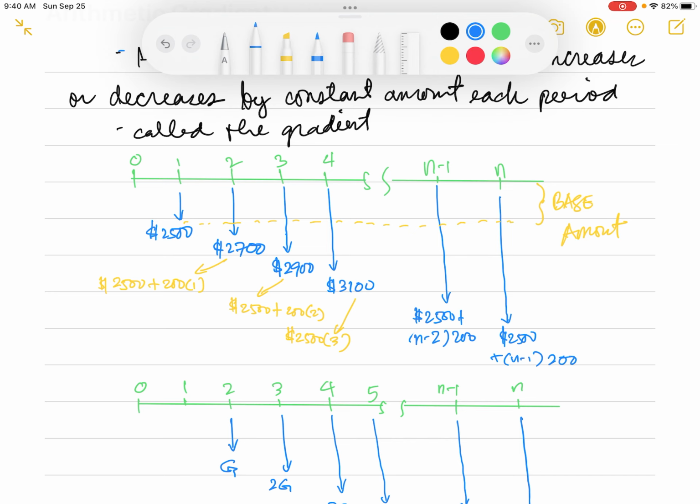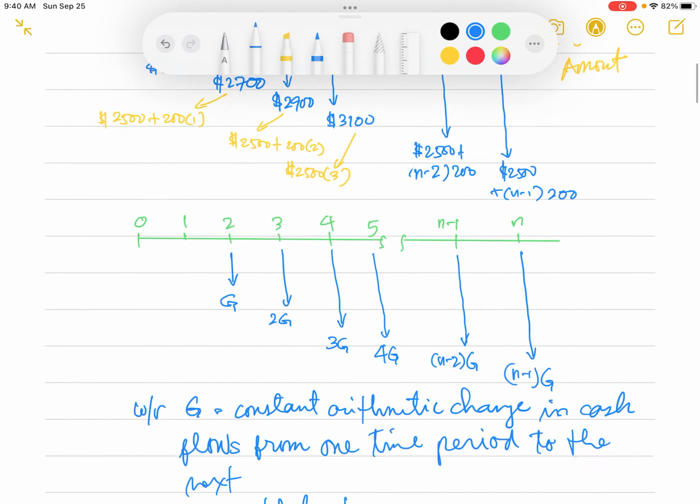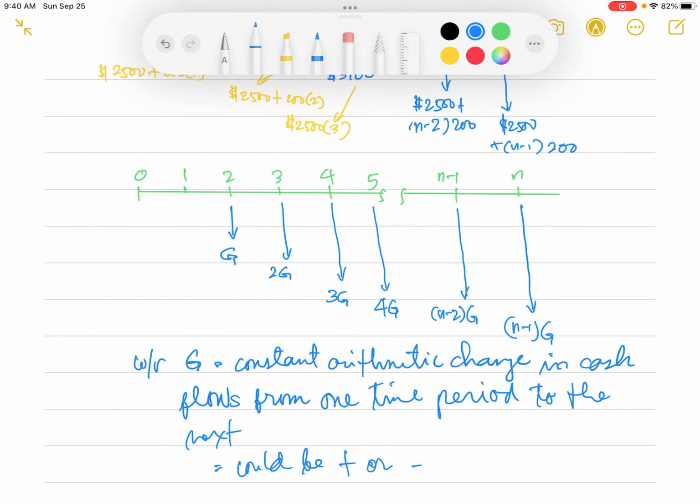The base amount in this increasing money or deposits is 2,500, right? So that's your base amount. If you remove that base amount from the original cash flow diagram, you will end up with this cash flow diagram, where we denote the $200 as G, which is our gradient.